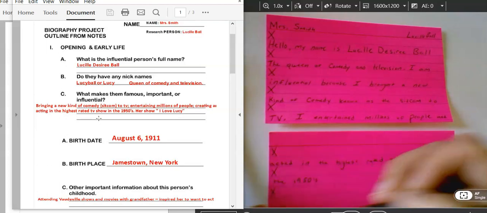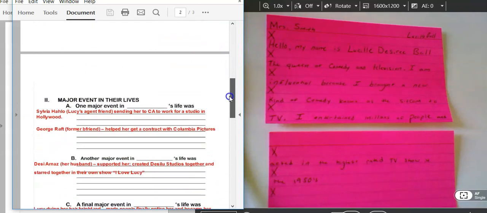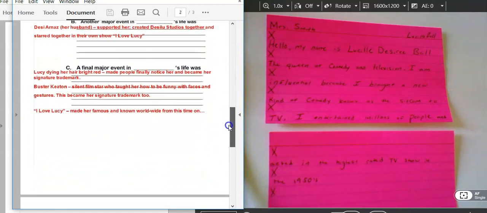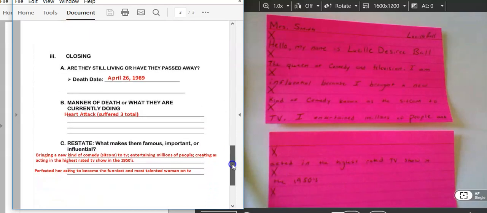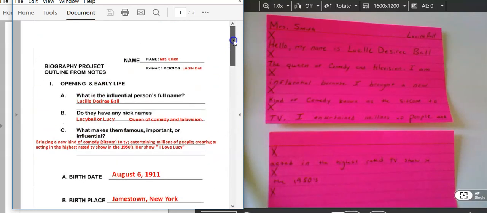And once again, you want to include all of the information from Section 1, the major events in Lucille's life, in Section 2, and in Section 3, the closing thoughts. Make sure everything is included in your note cards. They will then be presented in our virtual wax museum coming up in the near future.